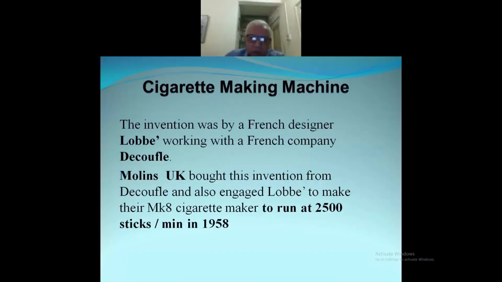Now, just for the sake of info, this invention was done by a French designer, Lobe, working with a French company, Decathlon, and Molins UK bought this invention from Decathlon, and they also engaged Lobe in their service. As a result, they brought out this market cigarette machine, which runs at 2500 sticks per minute in 1958.